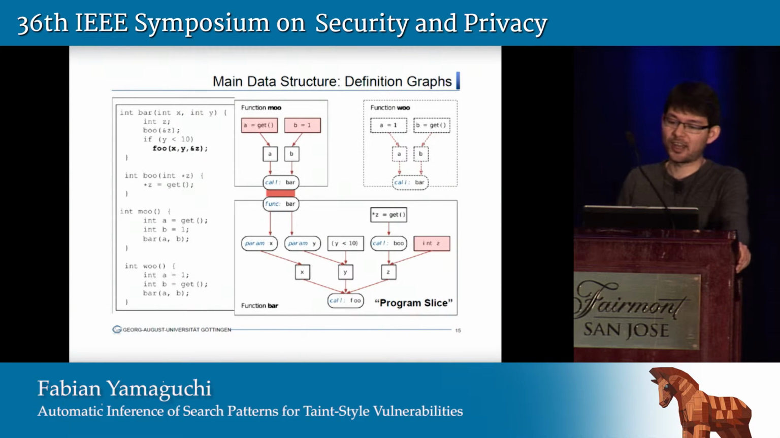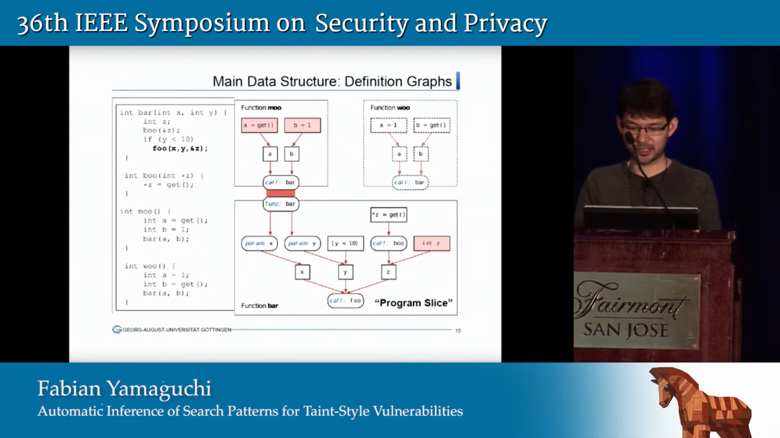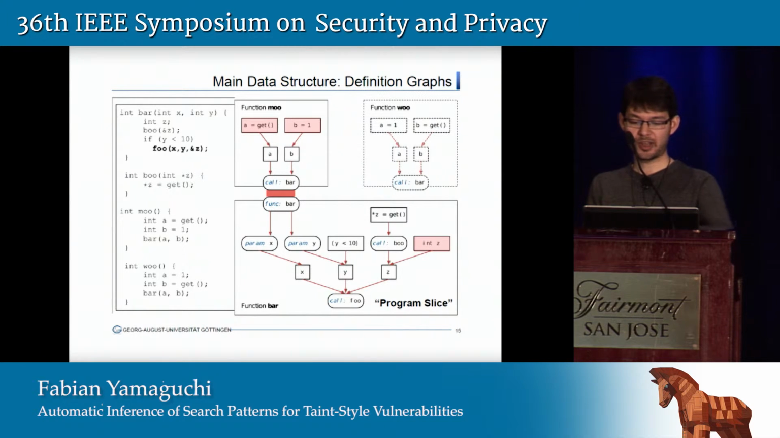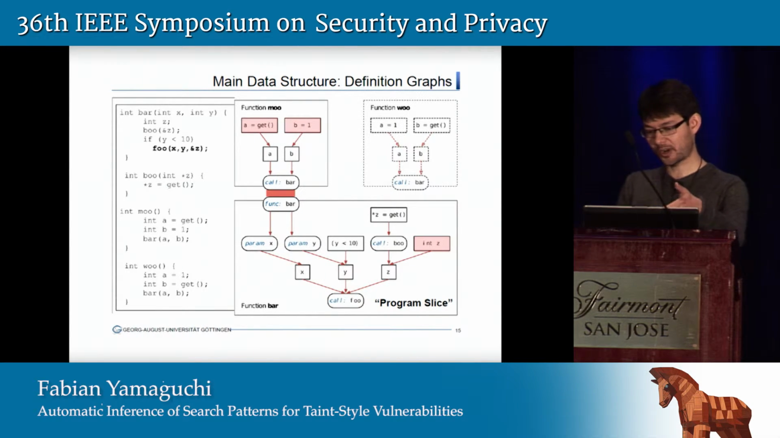To enumerate all of these, the main data structure that we use here is what we call a definition graph. Essentially, we have a program slice for each function involved. We take these program slices and make a graph of them that connects each slice to the slices of their callers, right? So callers are moo and voo here. You can imagine that we can easily enumerate all of the different invocations using this data structure. So here's one, and here would be another, and there are a couple of others in there as well.